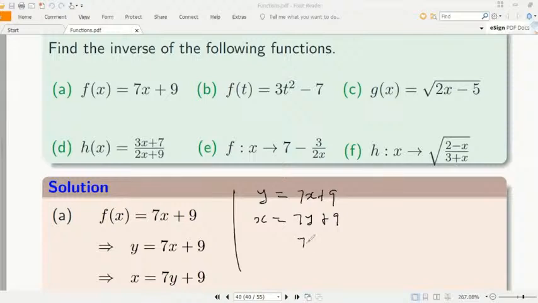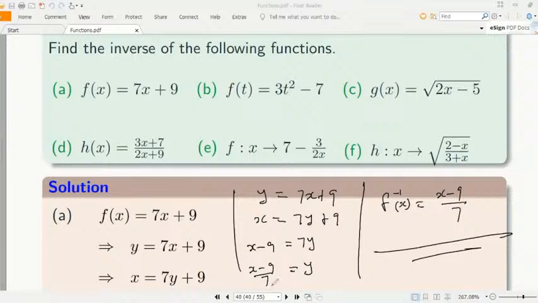So for example, if I left it here, then I would have x minus 1. And dividing both sides by 7, I would have that y is x minus 9 divided by 7. This was step 4. And then step 5 says that where there is y, write f inverse of x equals x minus 9 over 7. So this is the inverse of that function.